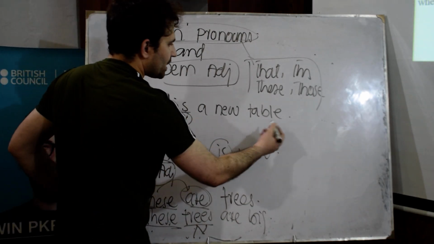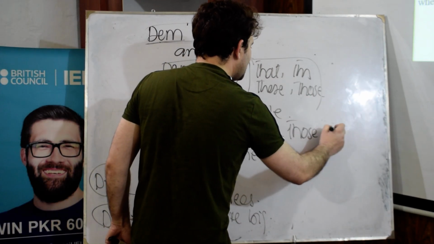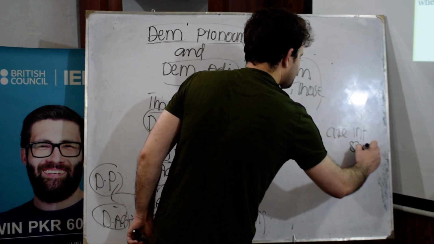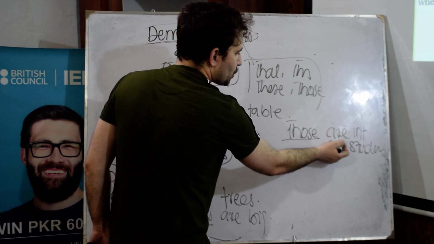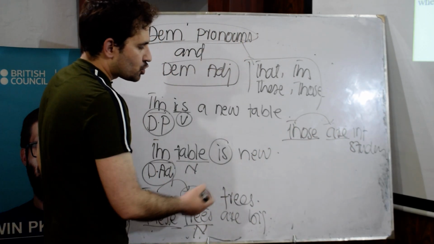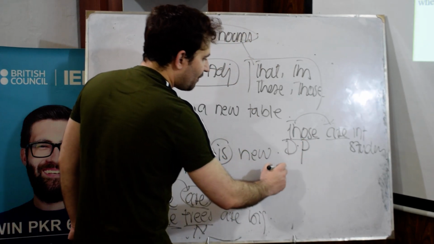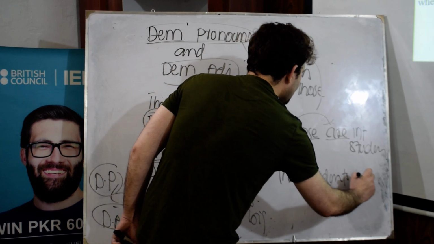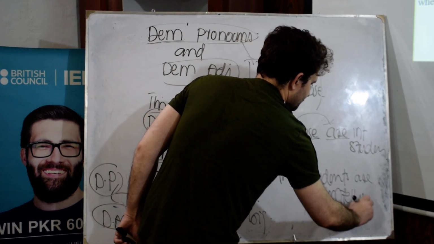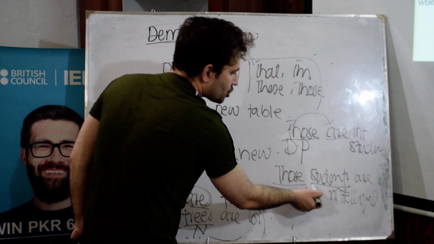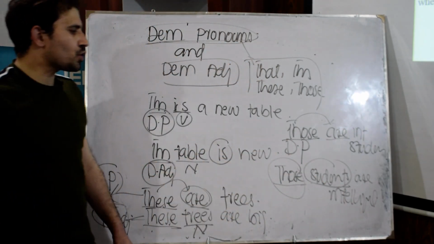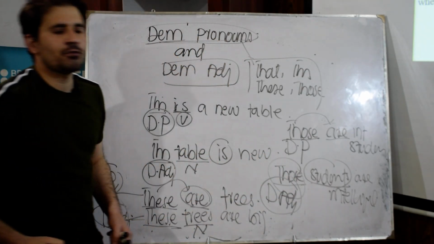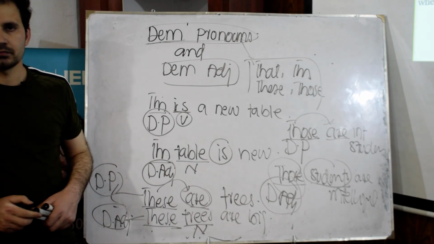In the same way we can say those. If I say those are intelligent students, what do I use after those? A verb, are. So this is called a demonstrative pronoun. But if I say those students are intelligent, after those I have used a noun, students. Those students are intelligent. So I will call it a demonstrative adjective, not a demonstrative pronoun.